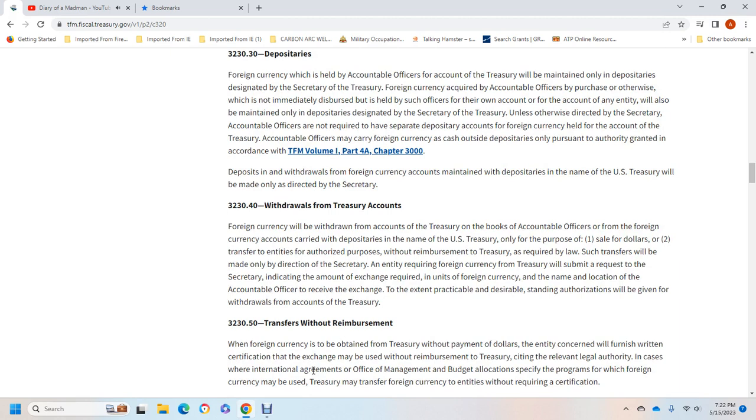323040 Withdrawal of the Treasury account with the foreign currency. Withdrawal of the account of the Treasury on the book of the accountability officer for the foreign currency account carried with the deposit in the name of the U.S. Treasury is only for the purpose of the sale of the dollars and the transfer of the authorized purpose of the reimbursement of the Treasury as required by the law.